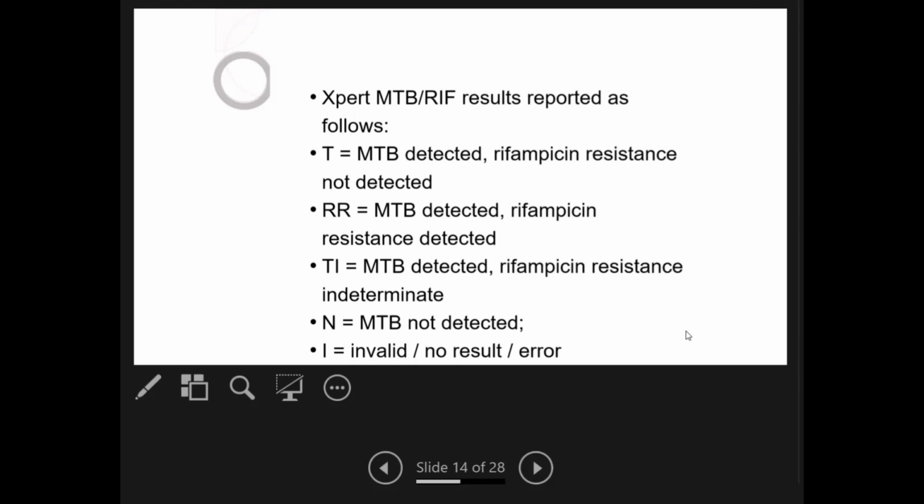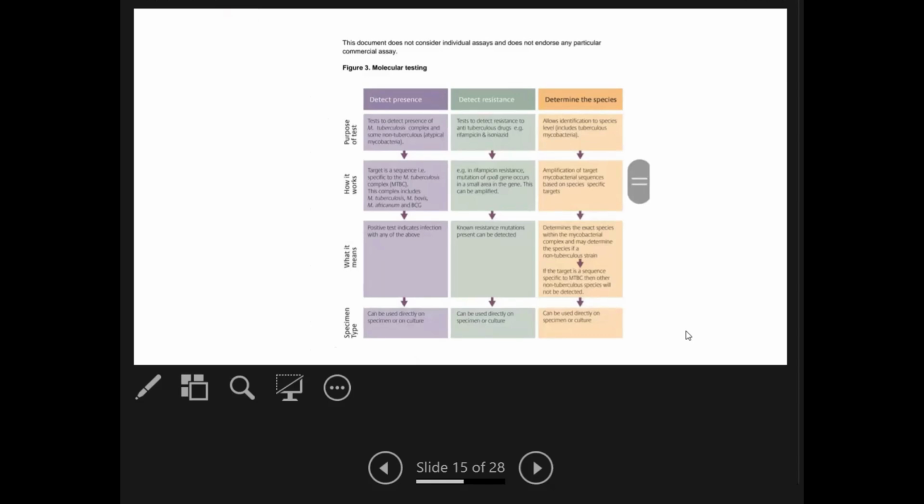And if you get MTB not detected, it means the machine has not detected tuberculosis. But it doesn't mean the patient does not have tuberculosis. As I said before, the culture is the gold standard, and we don't have any test with 100% sensitivity and 100% specificity, and also giving the results in very quick time. So this is just a comparison of the molecular testing. So you can see the pros and the cons and what you will get by using these three methods.